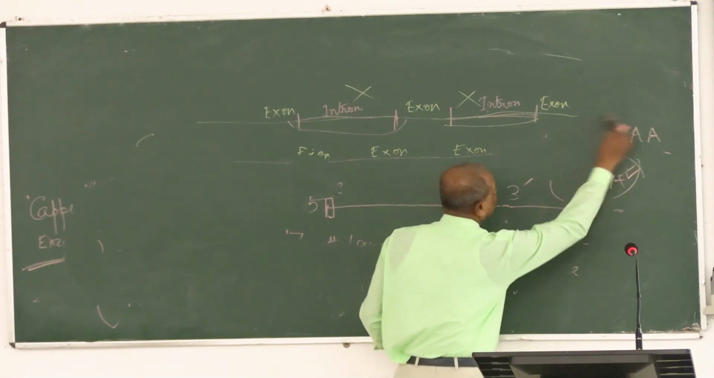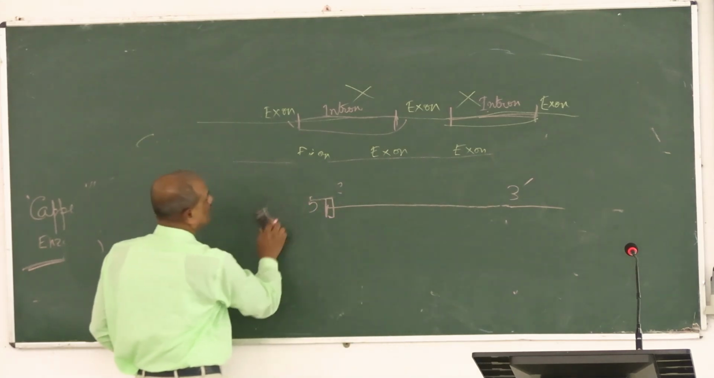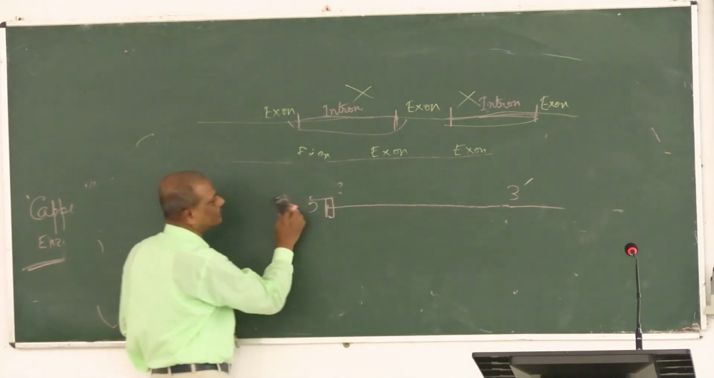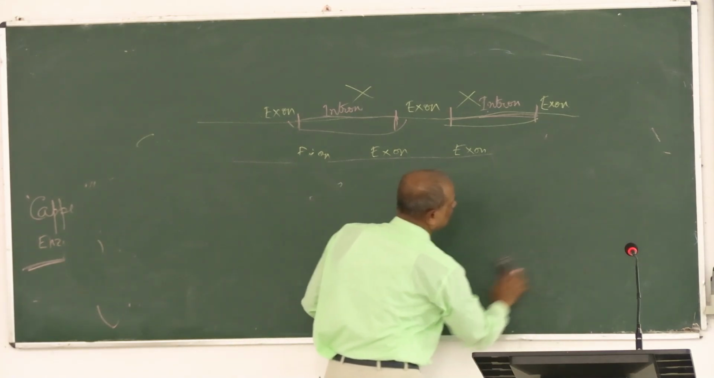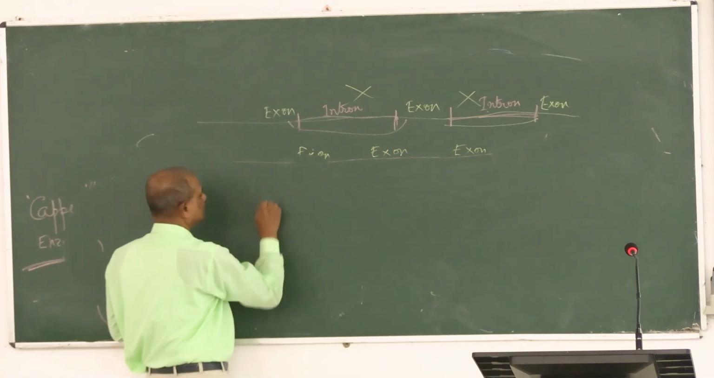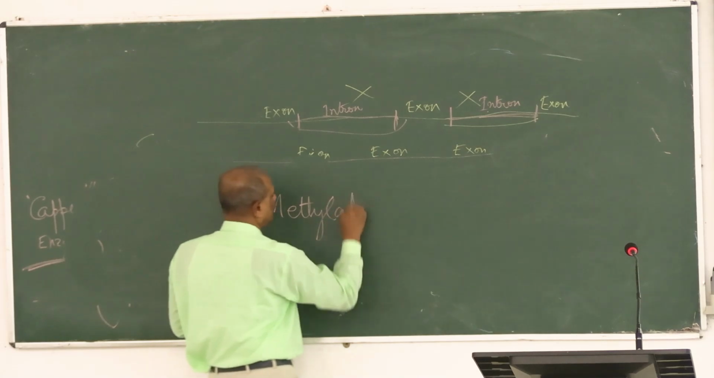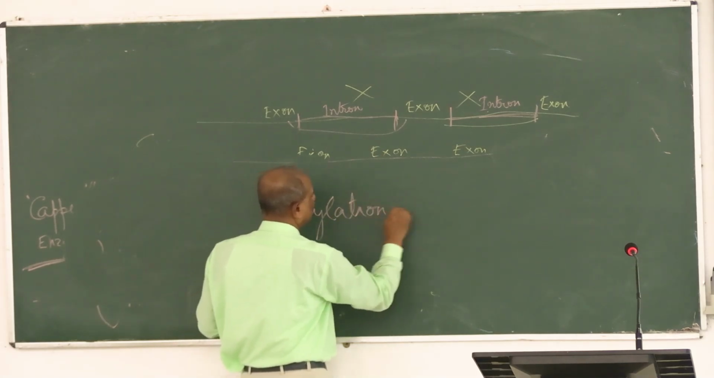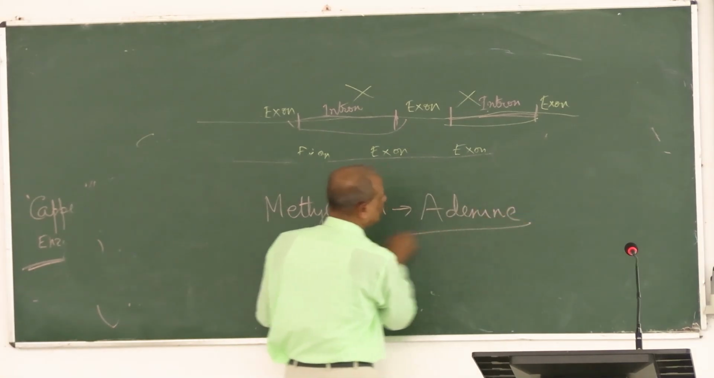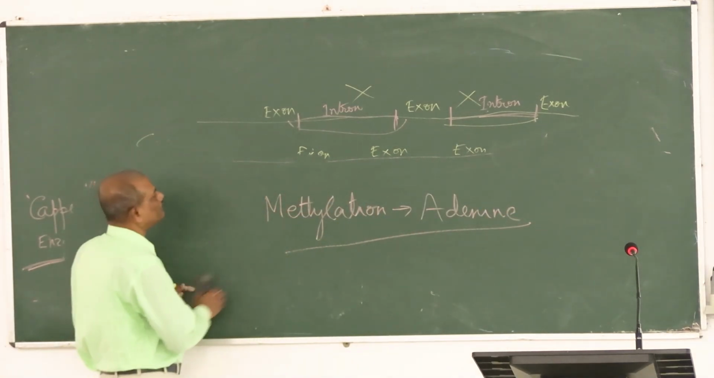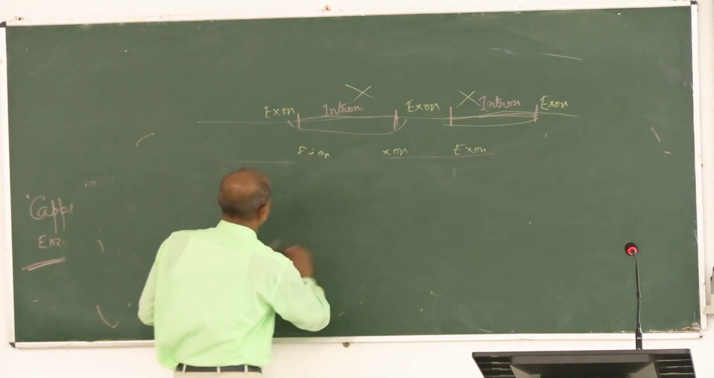So one is splicing, one is 5' capping, one is 3' polyadenylation, and the fourth one, at times, is methylation, which also takes place at the adenosine moiety. Methylation can take place with adenine in some cases. And another point is RNA editing.